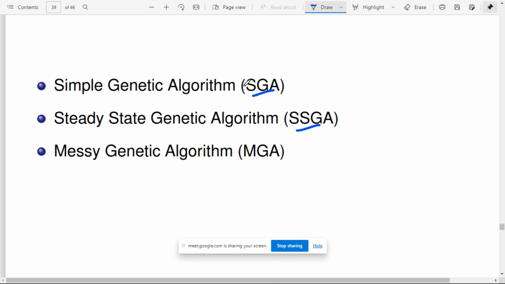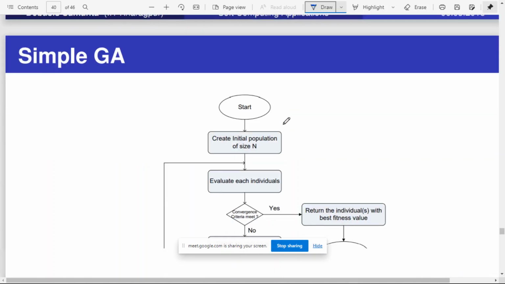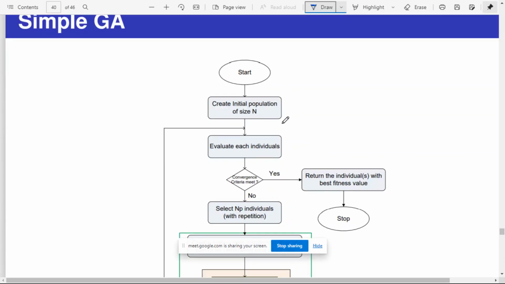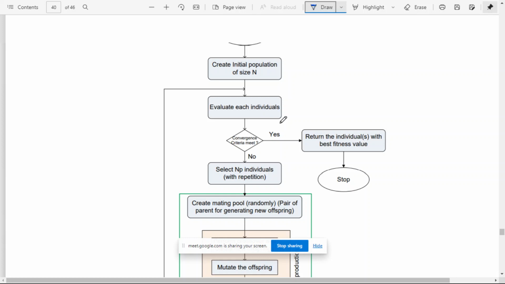We will have an overview of the first two types, the simple genetic algorithm and the steady state genetic algorithm. We will not be discussing much about messy genetic algorithm, but these are the three categories available. We'll try to understand briefly with a flow chart what is simple genetic algorithm and what is steady state genetic algorithm. This is the flow chart corresponding to simple GA, that is, simple genetic algorithm.